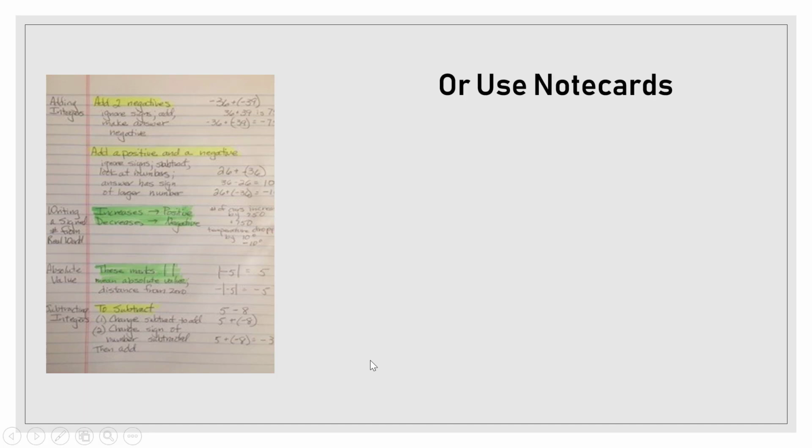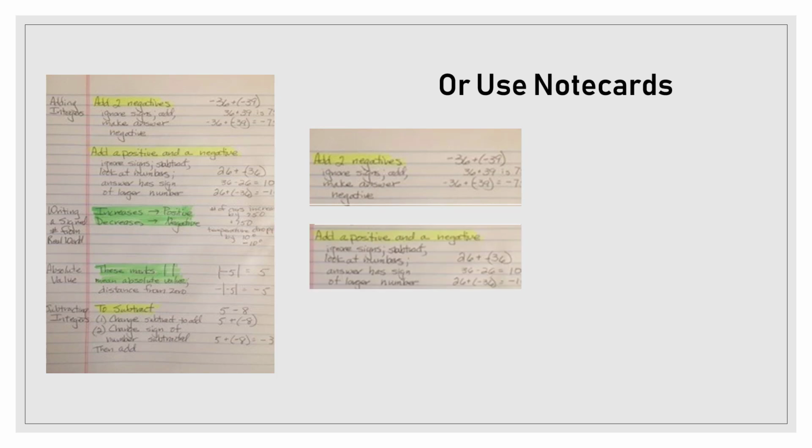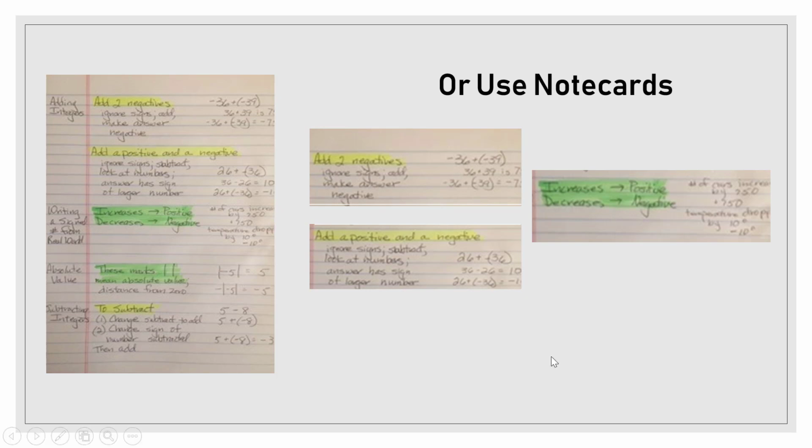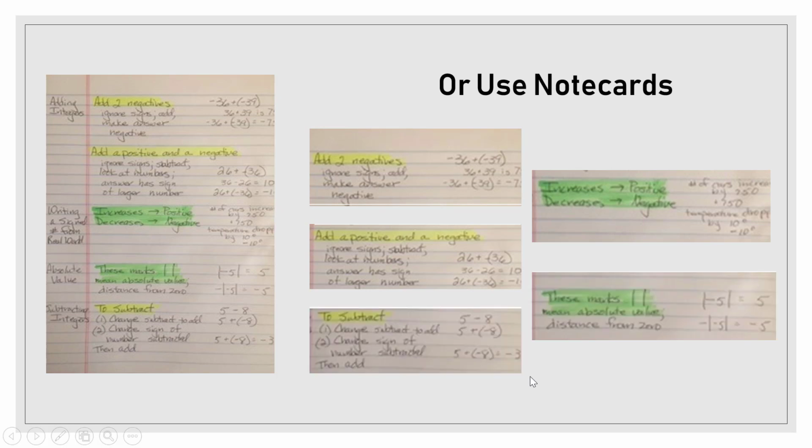Or you could use note cards. This is typically, when I took a math class, what I ended up doing, because if problems weren't in sequence, I didn't like to flip back and forth in a notebook. I used note cards. So one note card would be about adding two negatives. Another would be adding a positive and a negative. Another note card would be about increasing meaning positive and decreasing meaning negative. Absolute value is a different note card, and subtracting is a different note card. So when I would organize these, I could organize them by topic, and I still have the yellow for actual problems, and then the green is for vocabulary types of things.